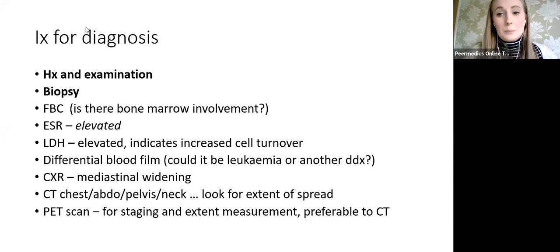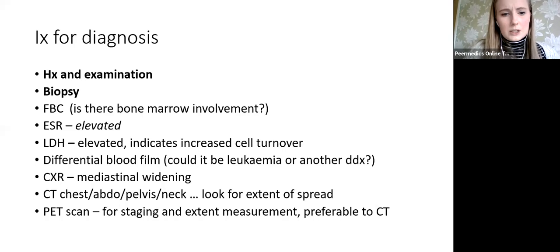Full blood count to see if there's bone marrow involvement, and just generally check how the patient's doing. ESR, this is an inflammatory marker, it's going to be elevated. LDH, lactate dehydrogenase, is always elevated where you've got increased cell turnover, and generally the higher it is, the more of a poor prognostic marker it is, unfortunately. You want to do a blood film as well, because you're looking to see if it could be any of your other differential diagnoses, which are your other leukemias and infectious causes like Epstein-Barr virus, HIV, things like that.